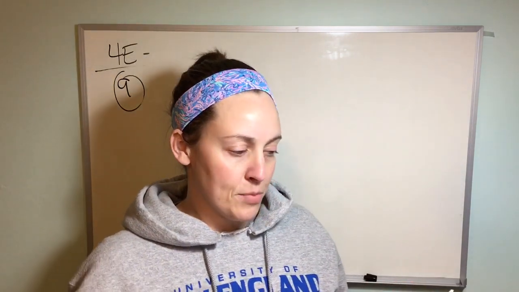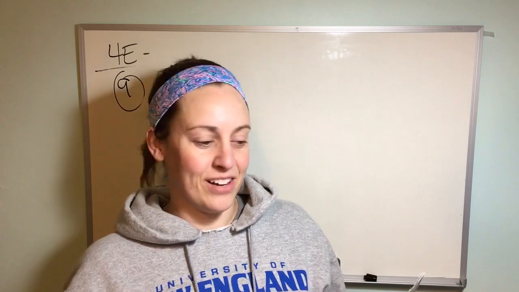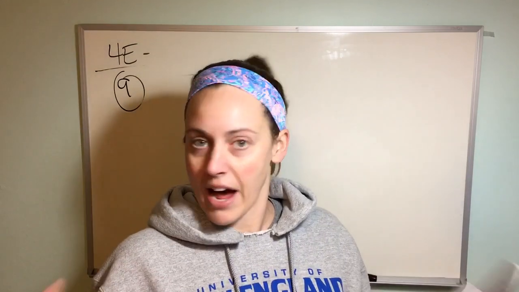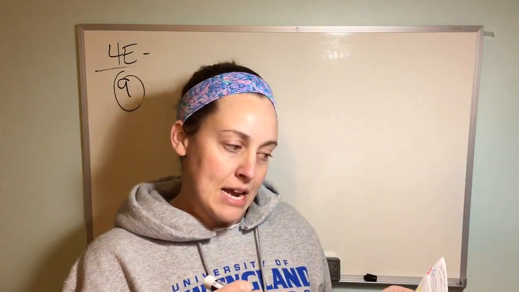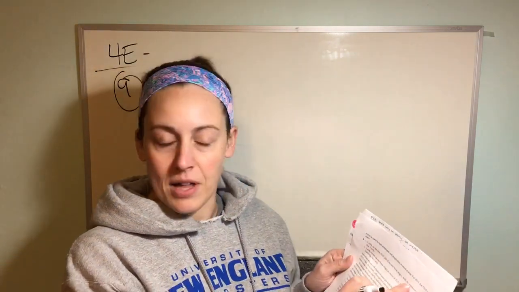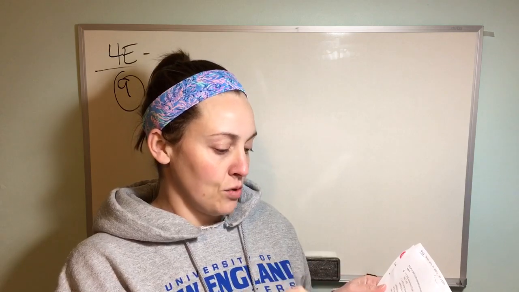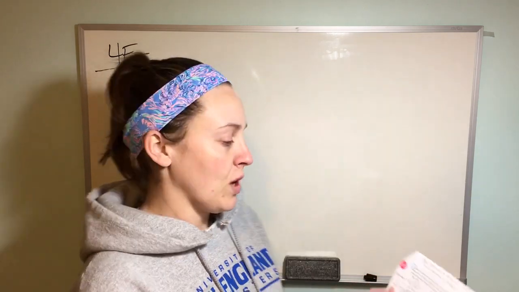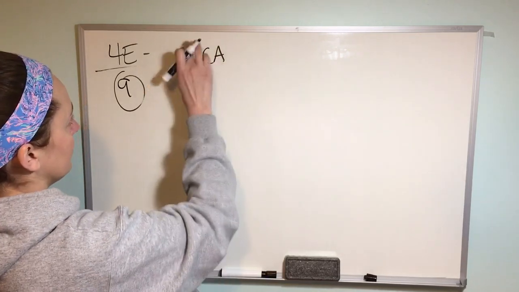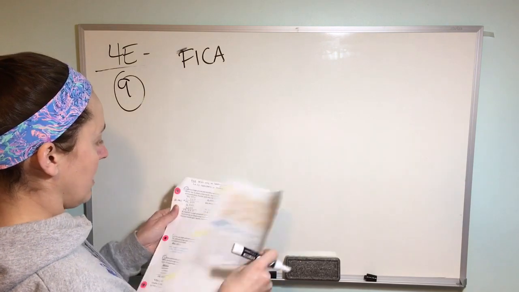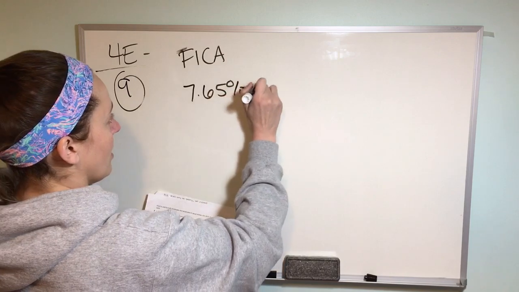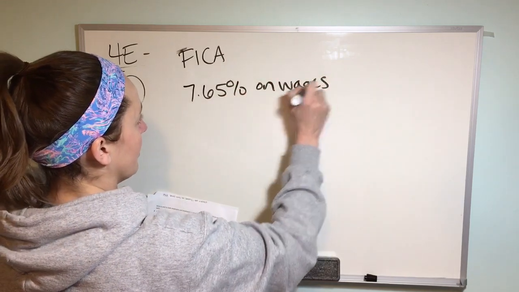So in Carla's example, she earned $34,500 in salary. That's the same thing as wages, money you're making at your job. She also made $750 in interest. FICA taxes do not apply to interest. In this case, it's only for wages. Okay, so when we're calculating the FICA taxes, it's that 7.65% on wages. Okay?